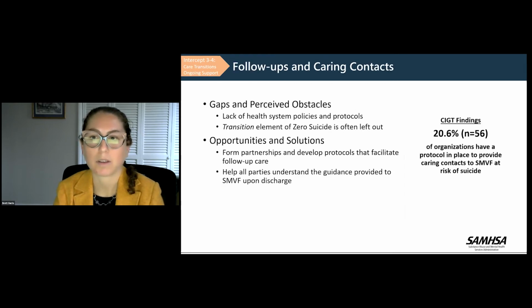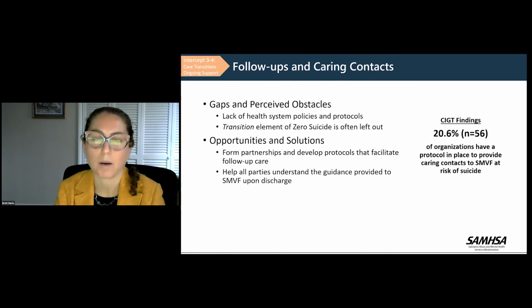So starting with follow-ups and caring contacts. According to the CIGT, 20% of organizations have a protocol in place to provide caring contacts to SMVF at risk of suicide. I know we have almost 300 people on right now. I don't know who's familiar with caring contacts, but they really are a simple message of caring that comes from the organization upon discharge to show that you're there and how to contact back if they need anything. And it's a very simple way to have a big impact. The research does show that this has an impact, simply sending a postcard or a text or an email.